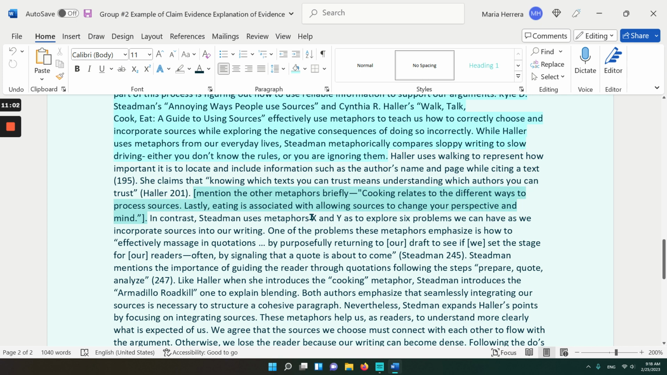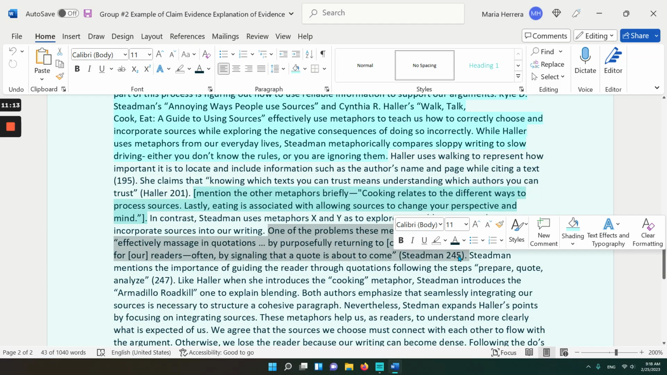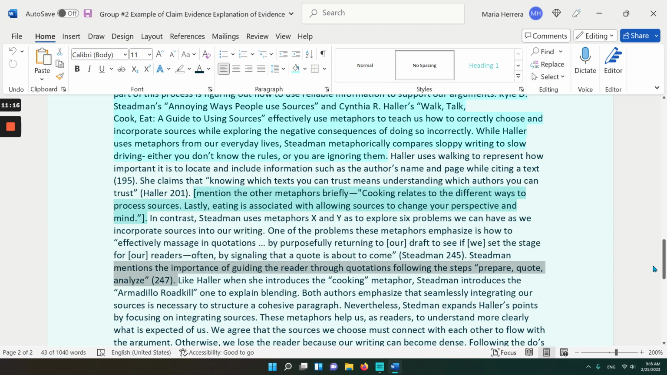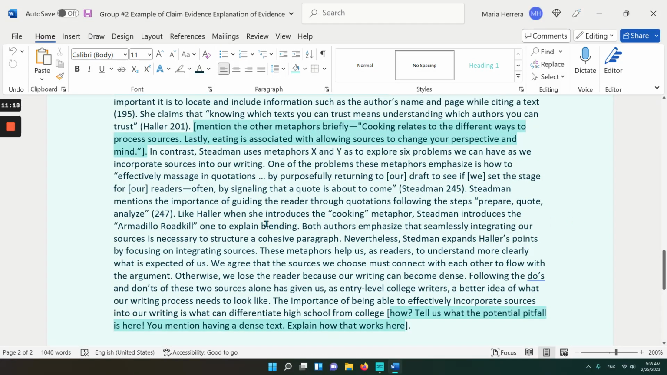And I am asking them to play around with these, you know, so that they can have the open space to work on the paragraph themselves. Now, notice that I am still talking about Stedman. Stedman again over here. And then we talk about how they relate to each other. Like Haller, when she introduces the cooking metaphor, Stedman introduces the armadillo roadkill one to explain blending. Both authors emphasize that seamlessly integrating our sources is necessary to structure a cohesive paragraph.